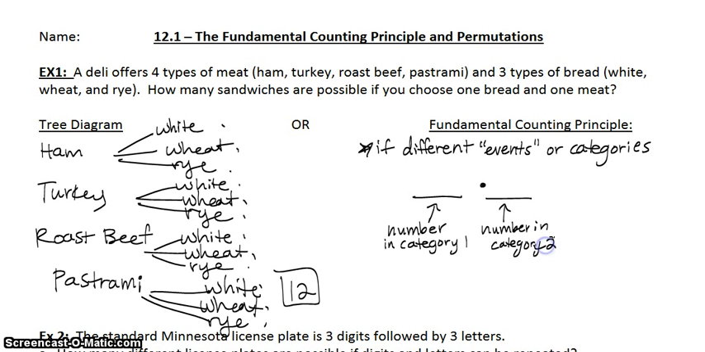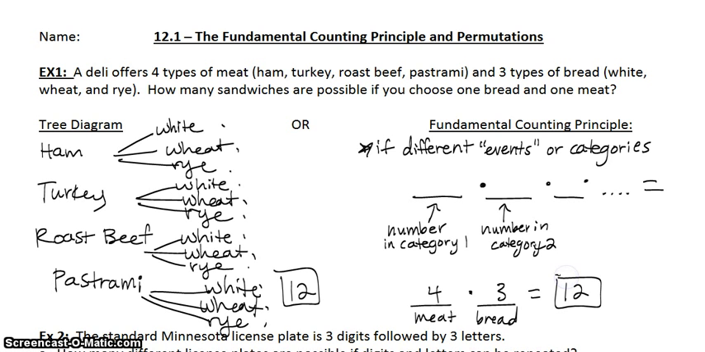And if I had lots of different categories, I'd just keep going: the number of things in this group times the number of things in this group times another thing in this group, and so on. Our example then is, my first category is the meat category, and I've got 4 items. My second category is the bread category, and I've got 3 items. And I'm done there because I only have 2 categories. 4 times 3 is 12. That's my answer. Once you know how to do the fundamental counting principle, it can make these problems really fast.